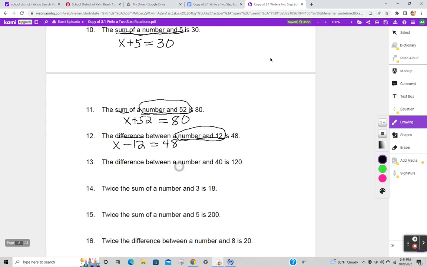The difference between a number and 40, so I'm subtracting these right here. X minus 40, and all that is equal to 120.